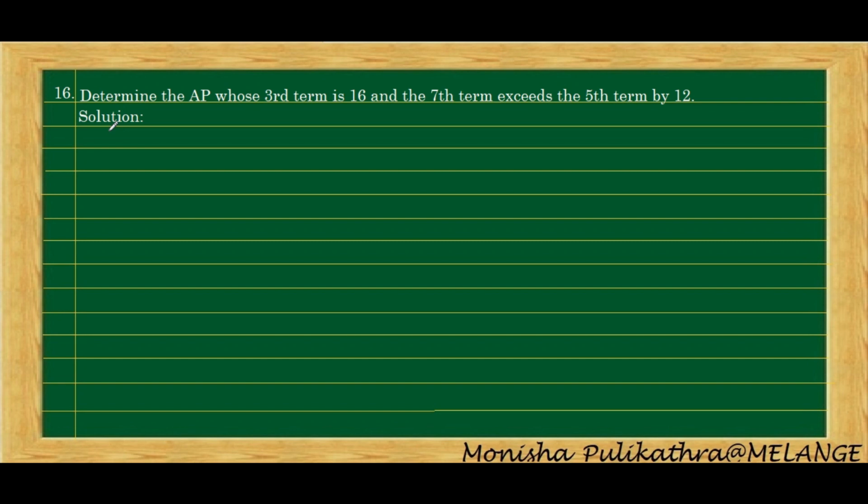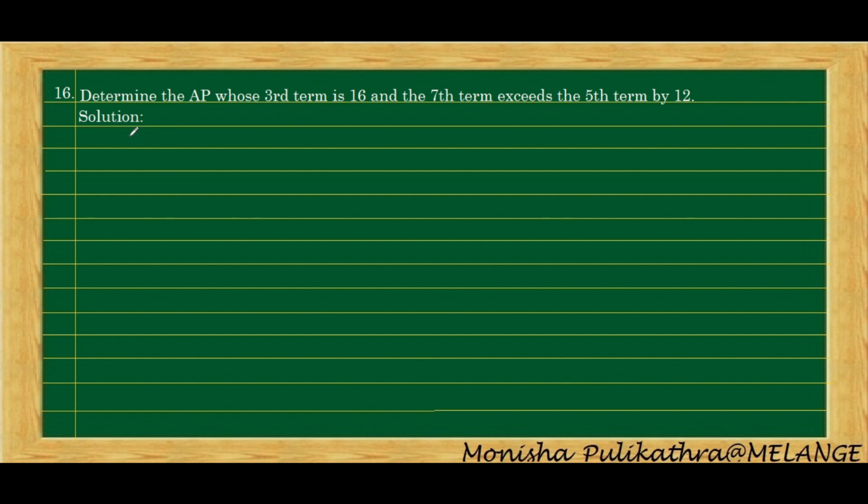The next sum is, here we need to determine the AP. Determine the AP means we need to find the general form of the AP, that is A, A plus D, A plus 2D, A plus 3D, etc. So that is the thing we need to find out. Here the question given is, they have given the third term as 16 and the seventh term exceeds the fifth term by 12. So by solving this, we need to find A and D. After finding A and D, we need to determine the AP by using the general formula.